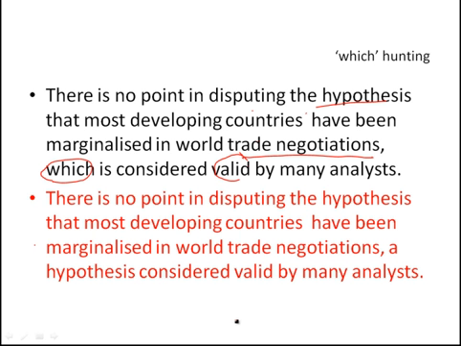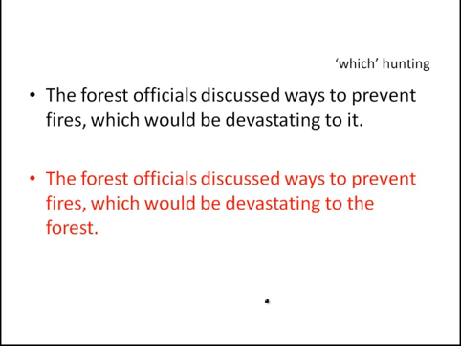So ensure that ambiguous usages are eliminated and the sentence points very correctly towards a particular idea, and that idea is presented very clearly. Let's study one more sentence. The forest officials discussed ways to prevent fires, which would be devastating to it. By now, I don't have to tell you that which here refers to forest fires. Which would be devastating to it.